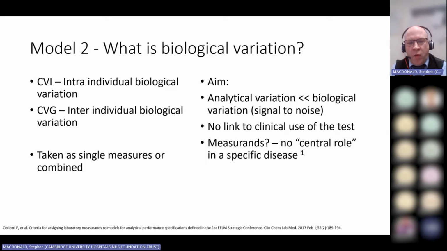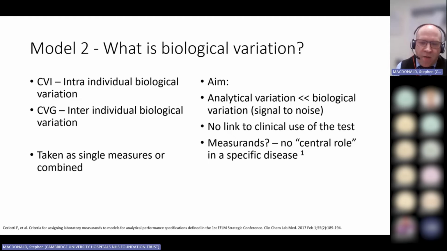Biological variation as a performance specification is basically used to ensure that our analytical systems are working to such a quality that the analytical variation is significantly less than the biological variation. So the signal to noise ratio is significantly different, so that any change in the biological behavior of that measurand within an individual can be easily detected and isn't masked by analytical variation being excessive.